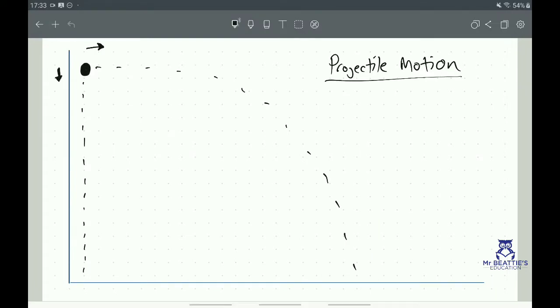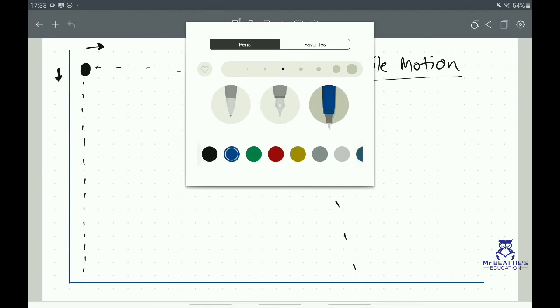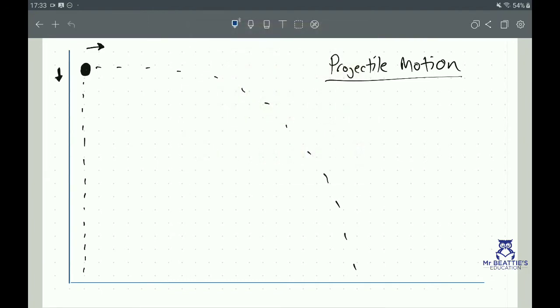Okay, now the key concept that we need to understand for projectile motion is that every object that falls to the ground falls at the same rate. And this was a concept brought up by Galileo, years and years ago. But if you go on YouTube, there's a couple of really good videos that you can watch that prove this.